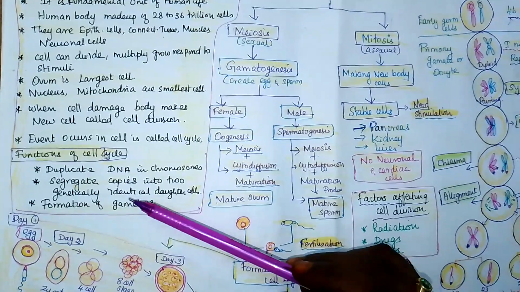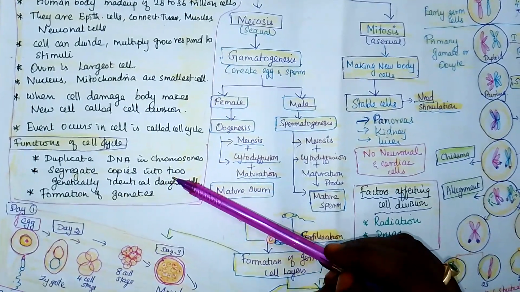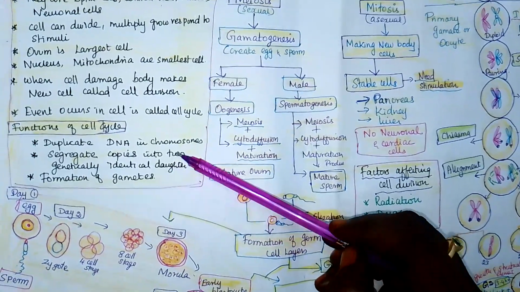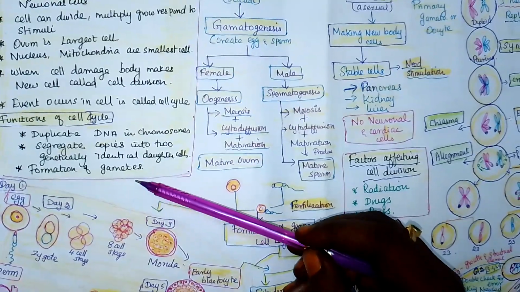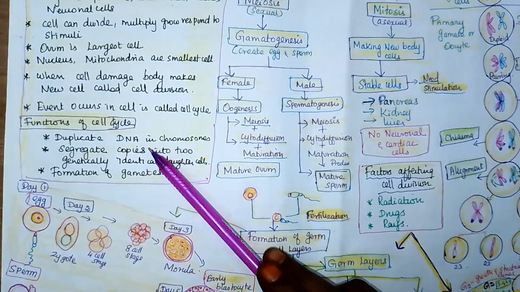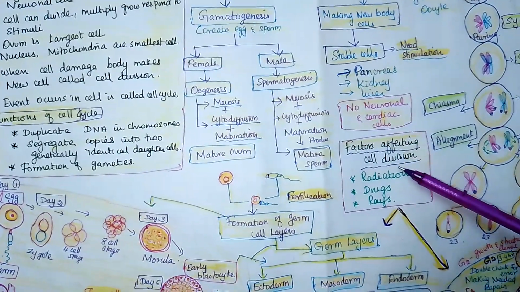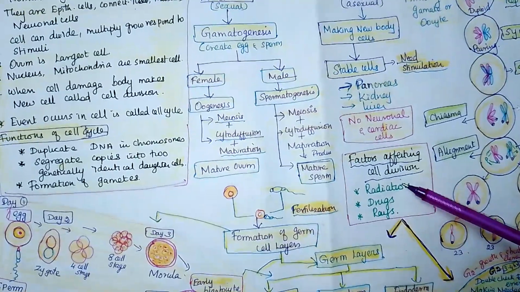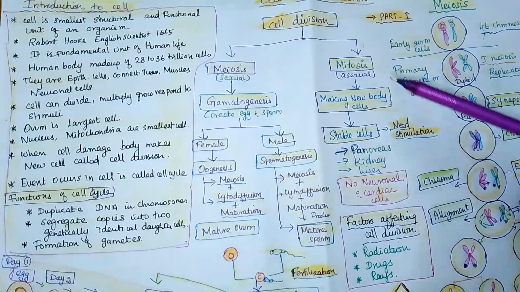Formation of gametes. These two identical daughter cells happen in mitotic division; in meiotic division it does not take place. Let us see what mitotic division and meiotic division are. Does this cell division get affected? Yes, cell division is affected by various factors. Radiation, drugs or any rays will affect cell division. Understand? Okay, let us go to the topic.